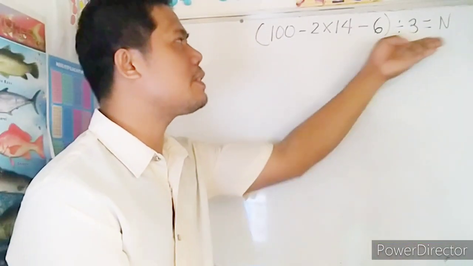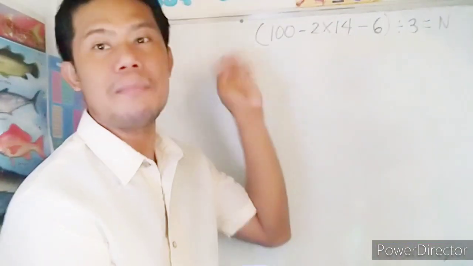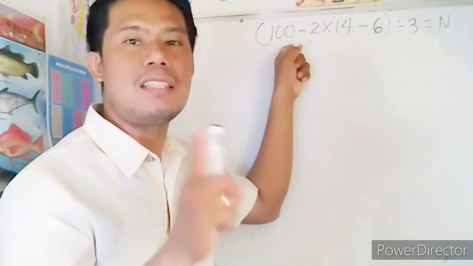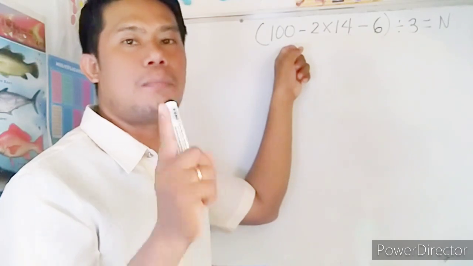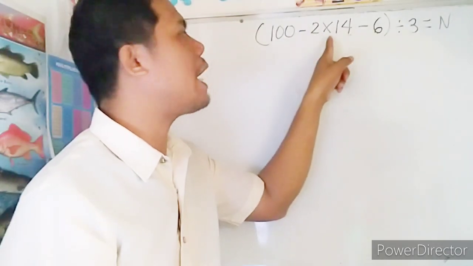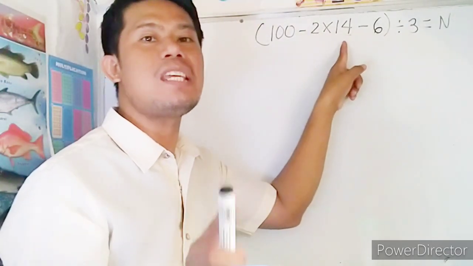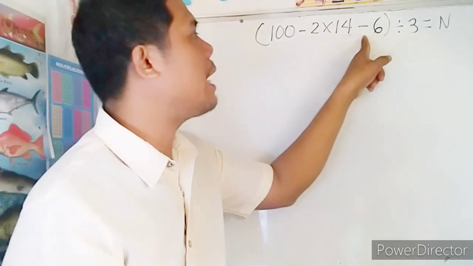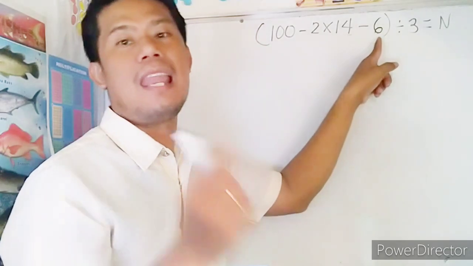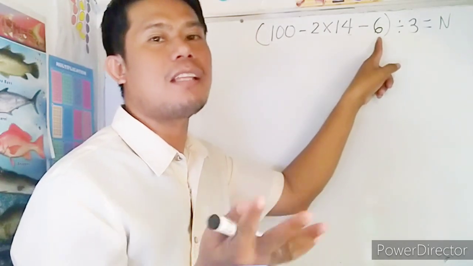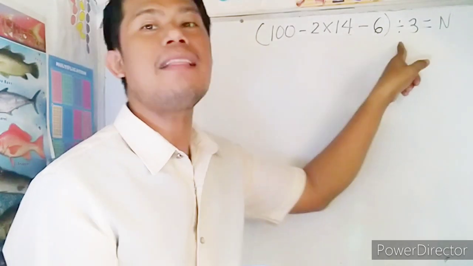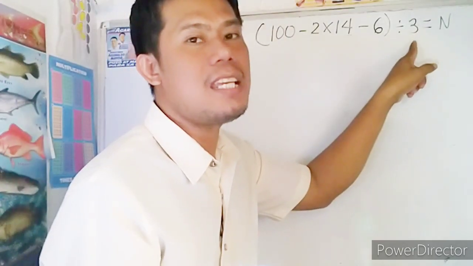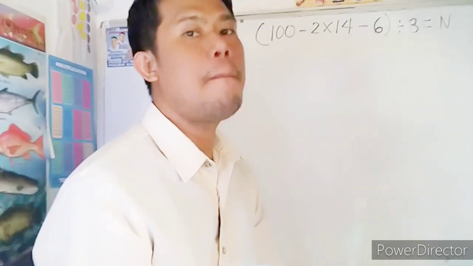Okay, so our number sentence, or mathematical equation rather, is 100. So 100 is the 100 tickets that Mr. Buenavista bought. Then we have 2 times 14. So 2 tickets for every girl. So our girls are 14. Then minus 6. 6 is the remaining tickets left to Mr. Buenavista. And divided by 3. This is the number of tickets given to every boy.